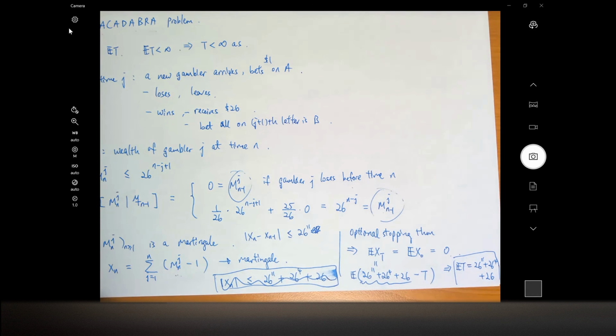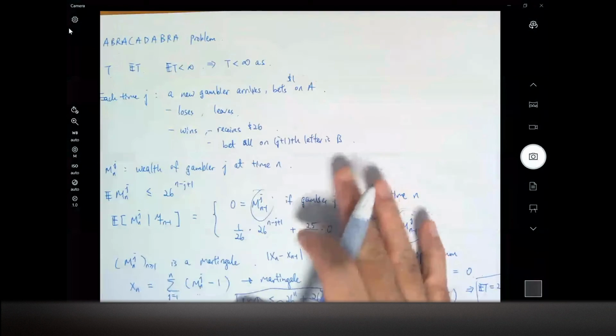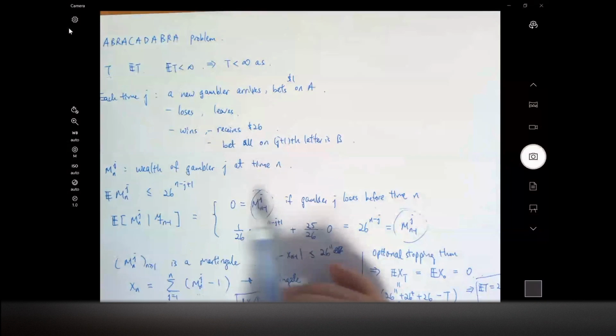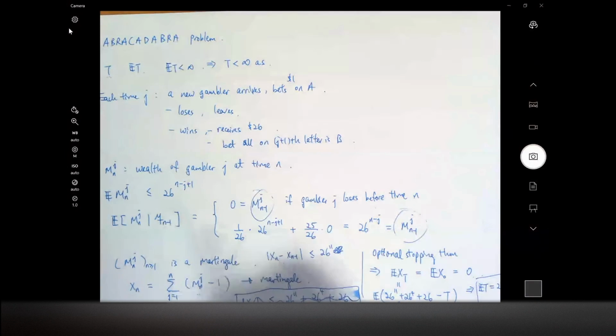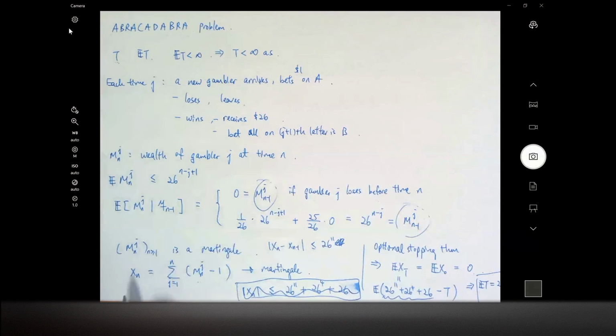All right. Questions? So you can see, if I can design a martingale nicely, if you can design something that has this martingale property, then computing this kind of expectation of stopping times becomes very simple.